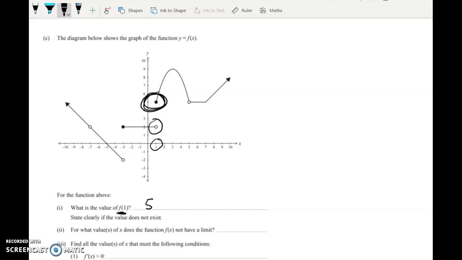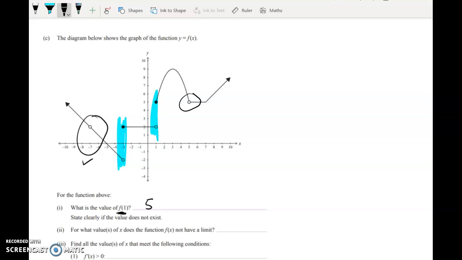This open circle means that we've got a horizontal line until we get up to x equals 1, but then it jumps up to here. For what values of x does the function not have a limit? Let's look at all the weird places in this graph. Here, the graph is heading to the same place from above and below, so it does have a limit there. It doesn't have a limit here because it's not going to the same place from above and below, and it doesn't have a limit here.